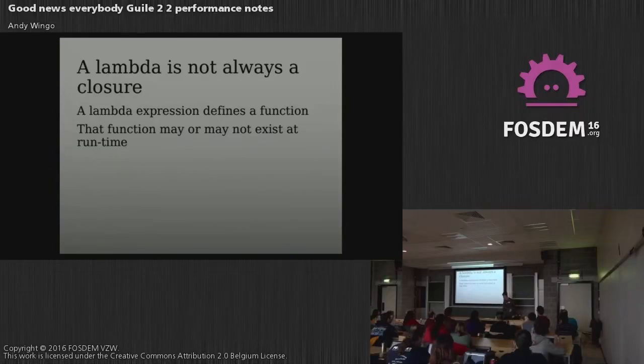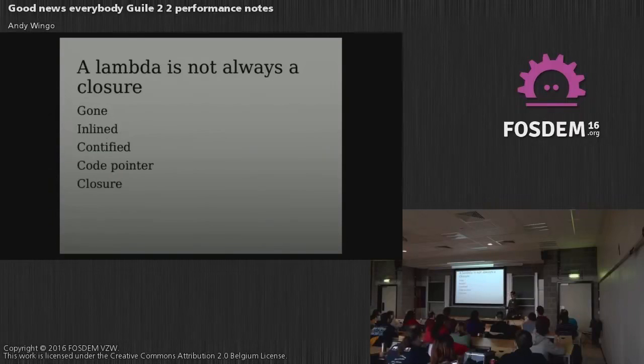And so we need to take a look at how a lambda can be represented at runtime. Is it always a closure? Is it always a cost? Does it have a cost at all? And if it does, what kind of cost is that? So the lambda can be completely gone, for example, if it's not used. It can be completely inlined. It can be unboxed, which I'll explain in a bit. It can be represented as a code pointer, or it can be a closure. As you can see, a closure is just one of the 5 things that a lambda can be.